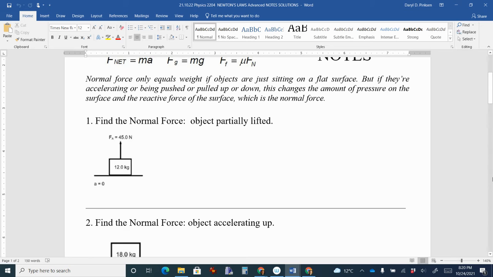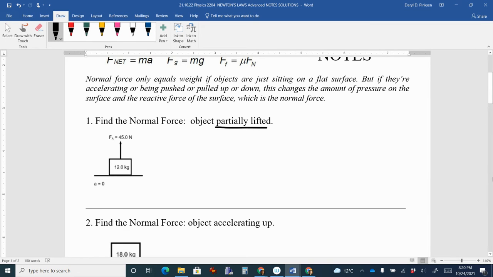And so here you can see it's being partially lifted, so a little bit of weight is being taken off the object. The acceleration is 0. That means that your F net is 0. It means when you do your free body diagram that the upward forces, in this case we have a normal force from the surface, we have a 45 Newton lifting force. Maybe that's a person pulling on it or whatever. It doesn't make any difference, but there's some kind of lifting force. And acting downwards, we have the force of gravity, which is mg. The force of gravity is always going to be acting downwards.